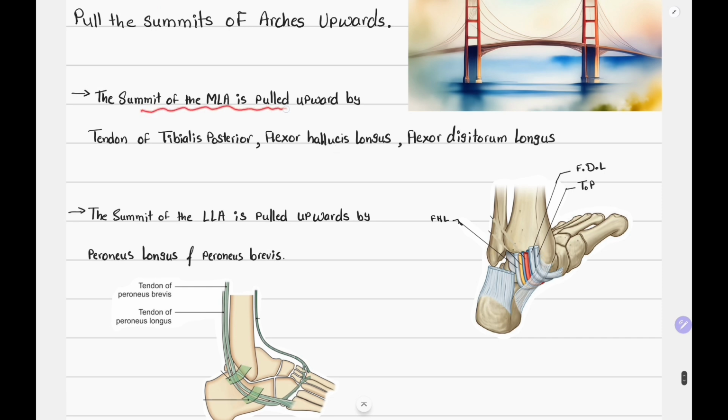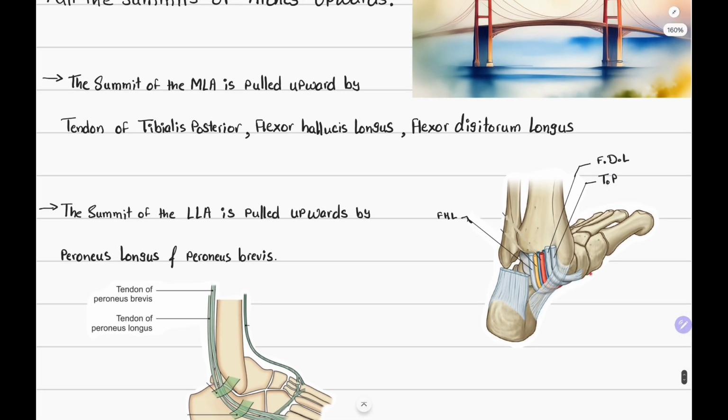The summit of the MLA, medial longitudinal arch, is pulled upward by the tendons of tibialis posterior, flexor hallucis longus and flexor digitorum longus. So this is the summit of the medial longitudinal arch. This summit is pulled upward with the help of the tendons of tibialis posterior, flexor digitorum longus and flexor hallucis longus. You can appreciate how these tendons pull the summit upwards.